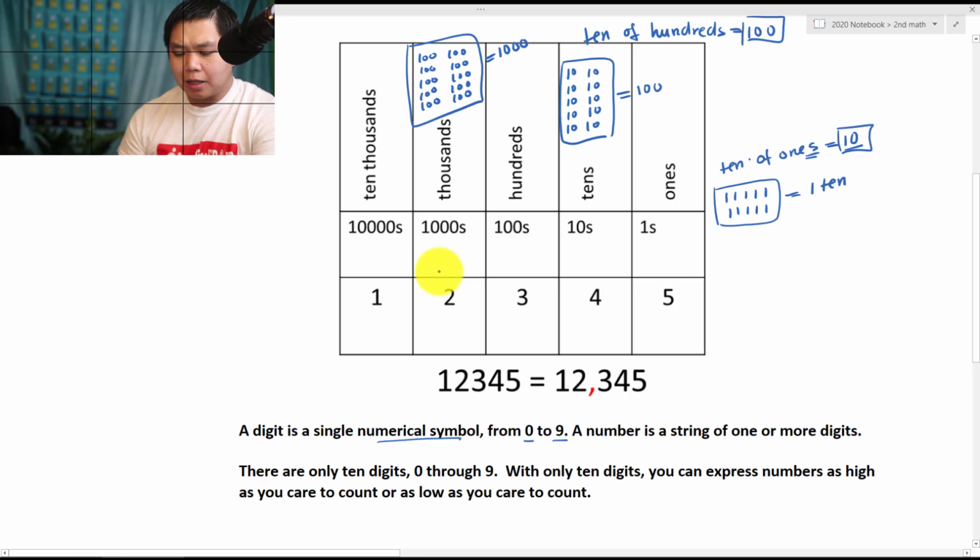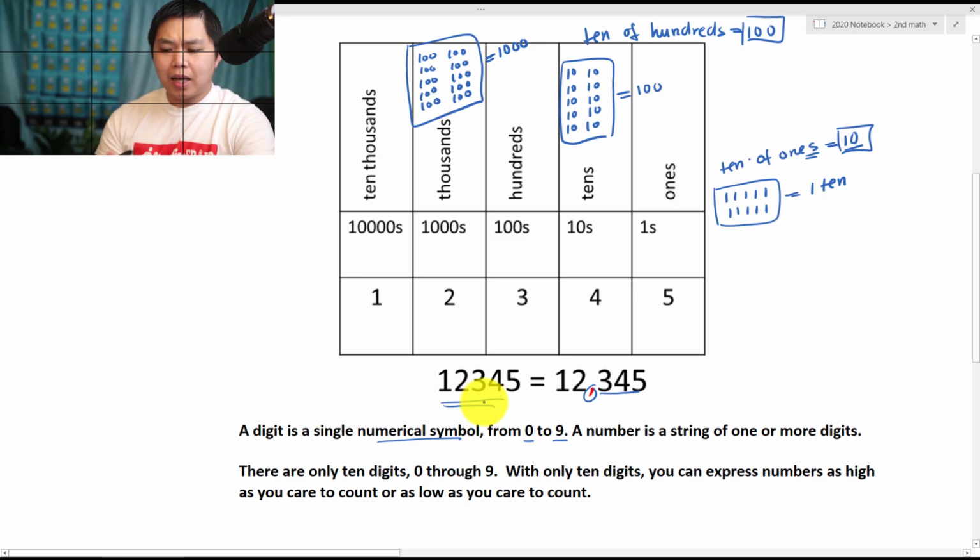So in this case, if you look at this, we have a comma to separate every 3 digits. But without the comma, it means the same values. So don't worry, because right now in elementary school, you learn how to write with comma. But in reality, when you go to high school or middle school, the comma is no longer there. Okay, so that's how place values are created so that we can write numbers that are very large very quickly.